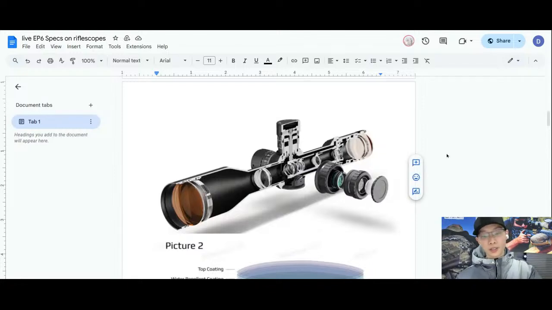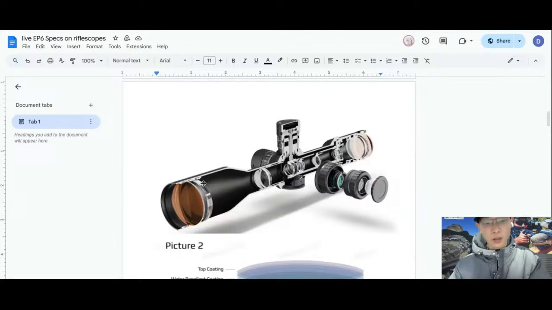And another side note is that I think most people don't understand that a front focal plane reticle, the first focal plane reticle rifle scope, can be made into a second focal plane. Just slide in another piece, a specially designed second focal plane reticle, with not too much change of the design.